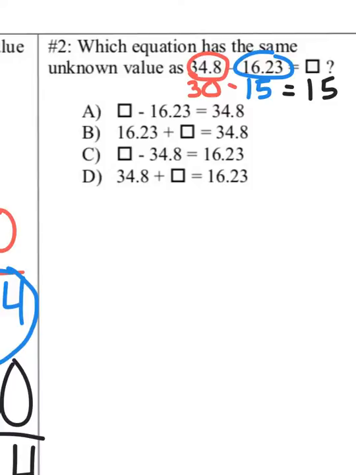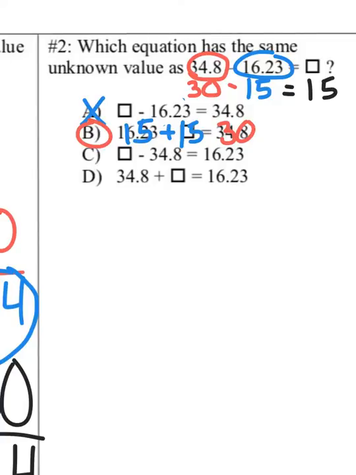So let's take a look at A. Once again, the square is 15. The 16.23 is 15. So that doesn't make sense, because that'll be 15 minus 15 and you get 30. A is totally wrong. Let's do B. B is 15 plus the square, which is 15, equals 30. And we got ourselves our winner. B is correct because 15 plus 15 equals 30.